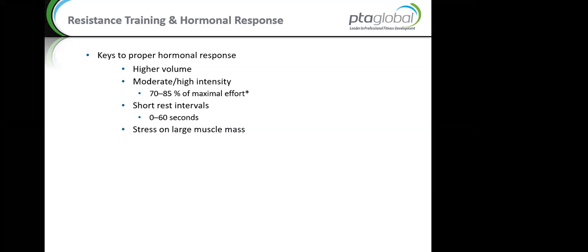Now, when we look at the hormonal response, in order to generate testosterone and growth hormone, which help build muscle tissue, we need to lift with higher volume at moderate to high intensity. So 70 to 80, 85% of maximal effort is what's recommended for hypertrophy. And we also want shorter rest intervals.